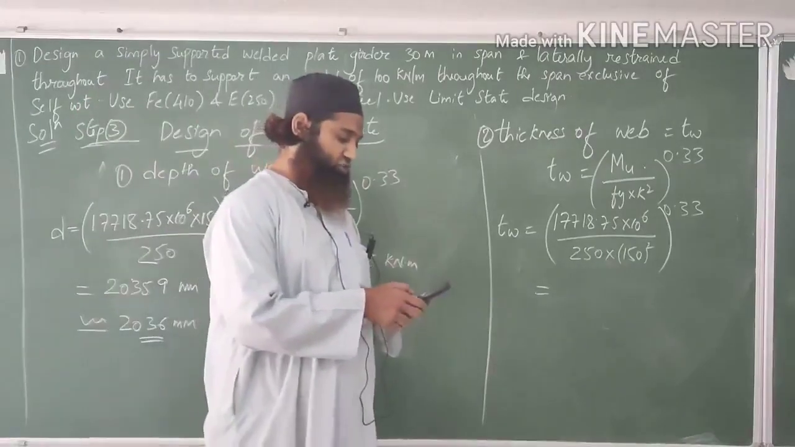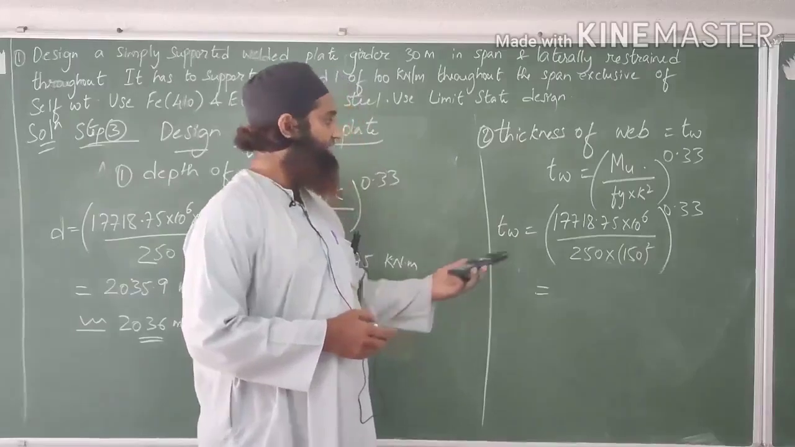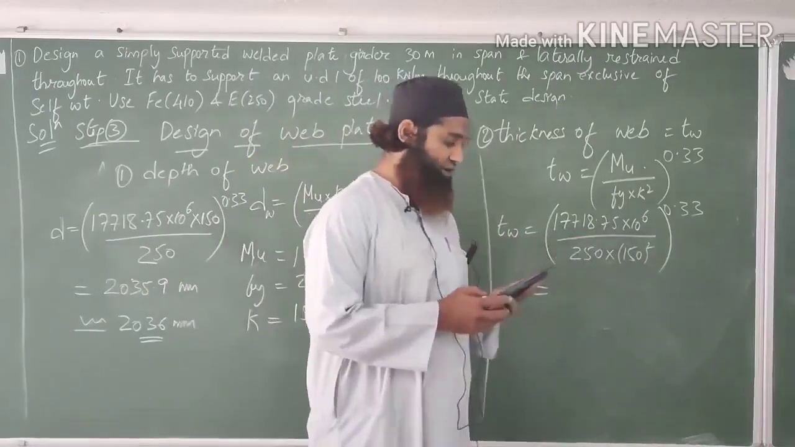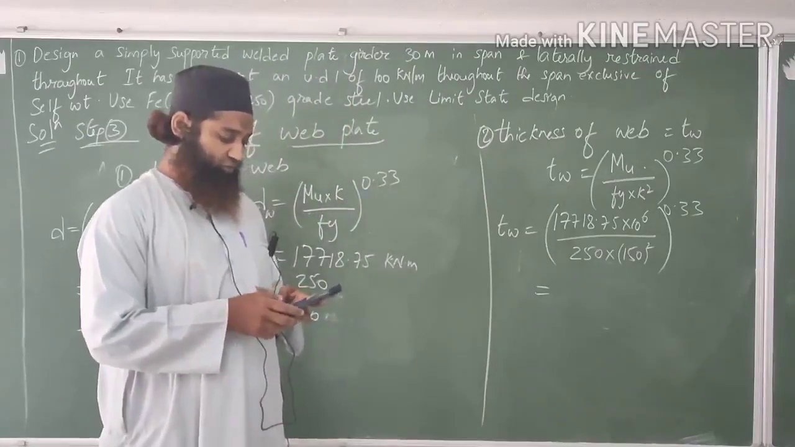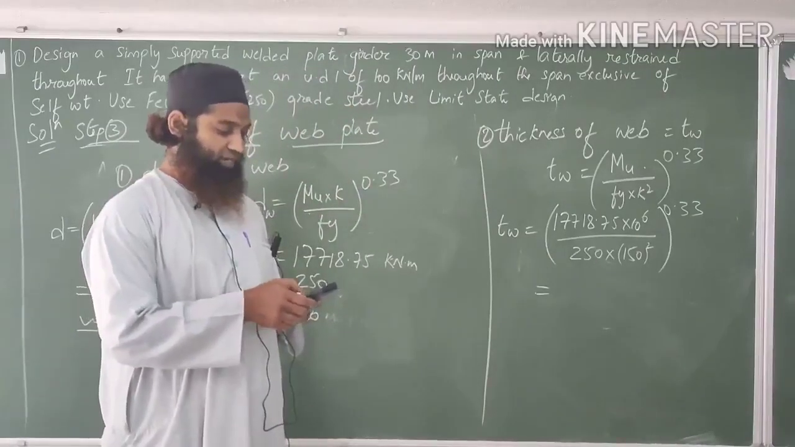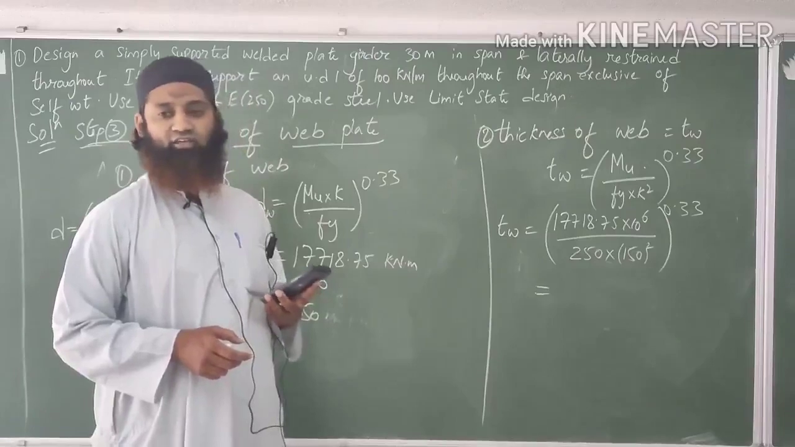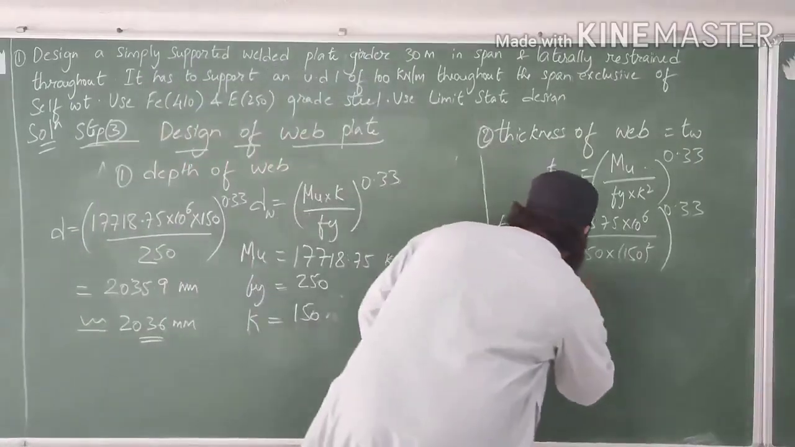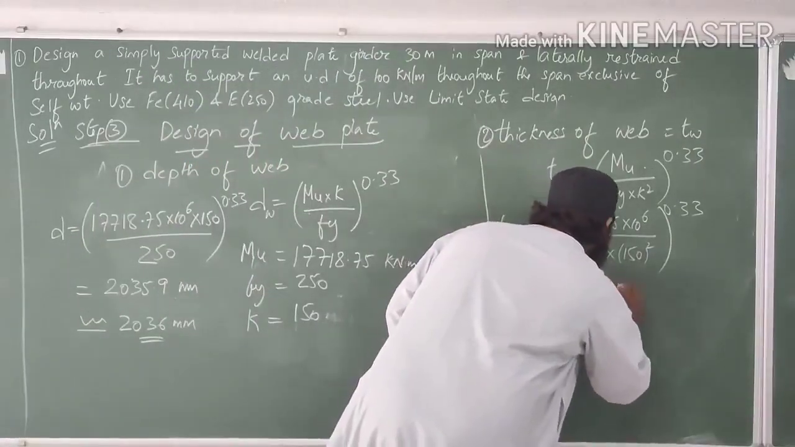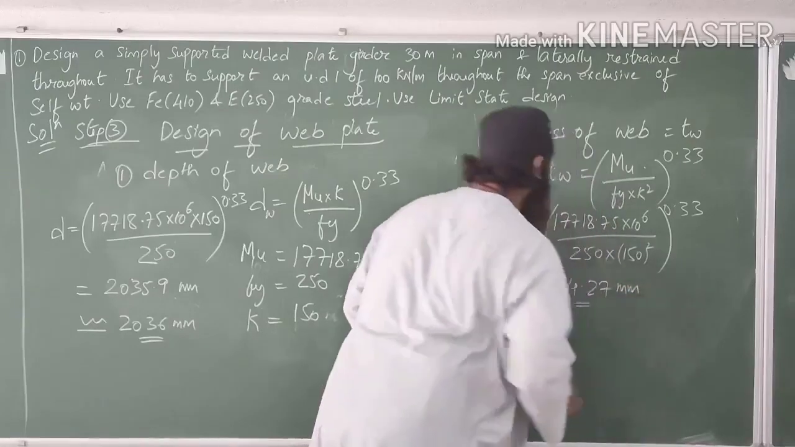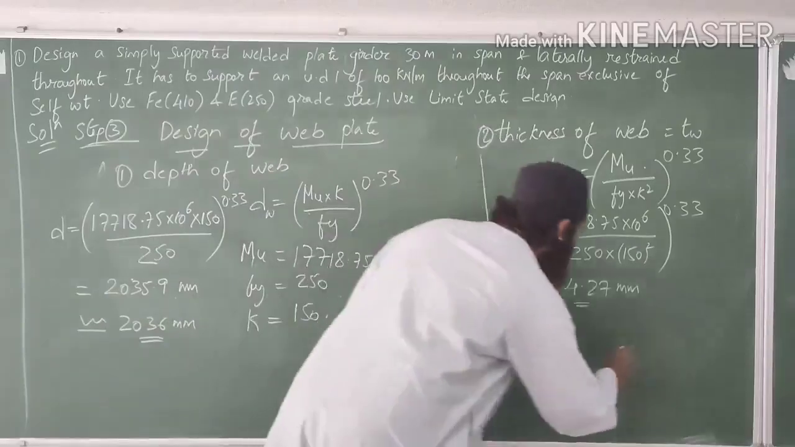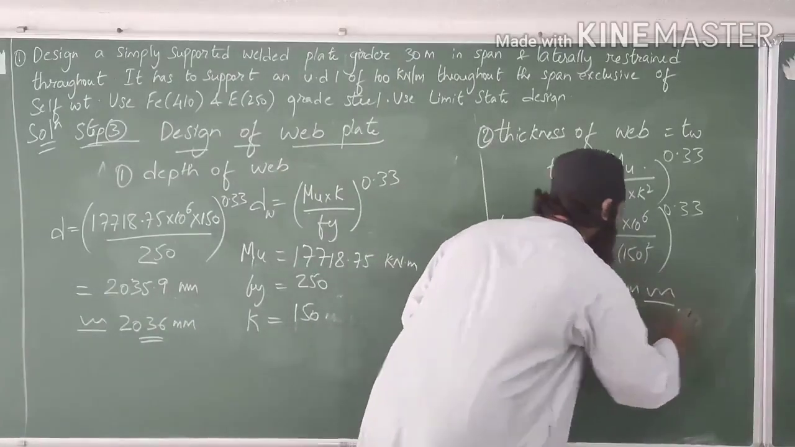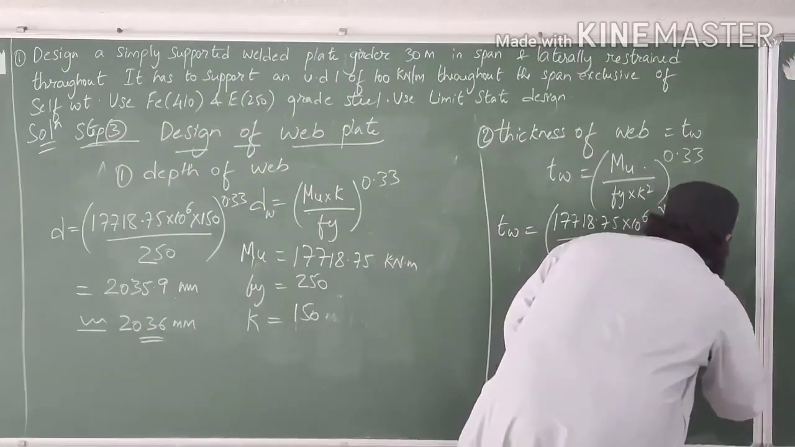17718.75 into 10 to the power of 6 by 250 into 150 square, to the power of 0.33. I am getting this value as 14.27. 14.27 is the thickness I am getting, 14.27 mm. Okay. I'll round it to 16 mm.